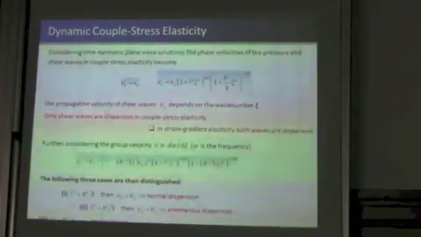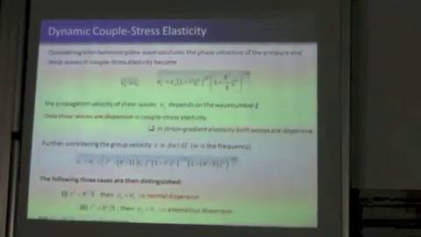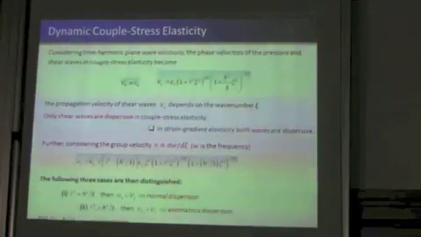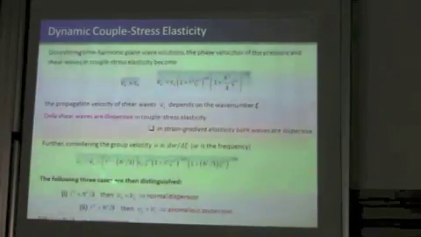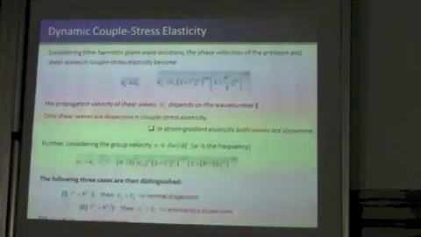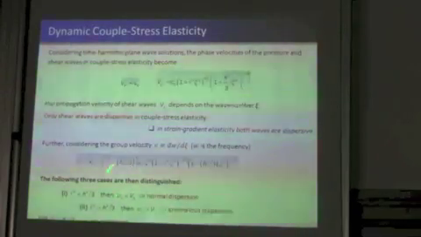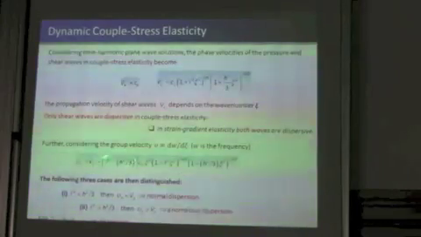In order to investigate further the dispersion relation of the shear waves, we consider the group velocity at which the energy propagates in a dispersive medium, and we distinguish the following three cases. The first case is when the term in the brackets is negative, so the group velocity is less than the velocity of the shear wave, so we have normal dispersion. The second case is when the bracket is positive and we have anomalous dispersion, and when we have the special relation here that makes this bracket equal to 0, we have no dispersion at all.